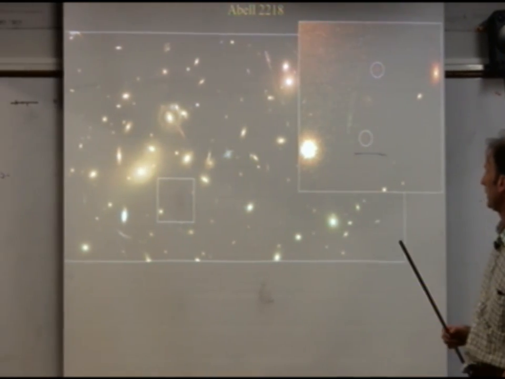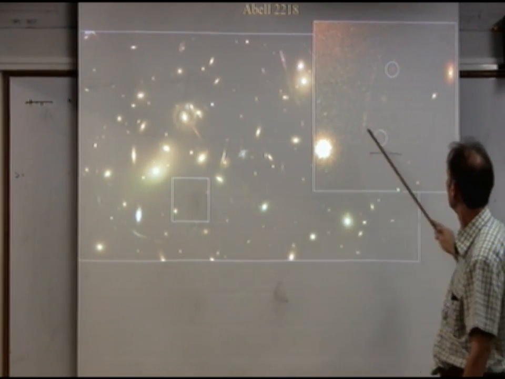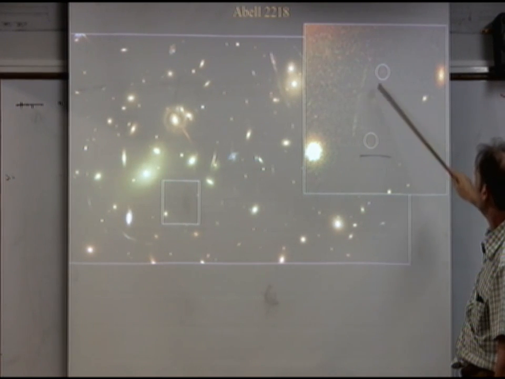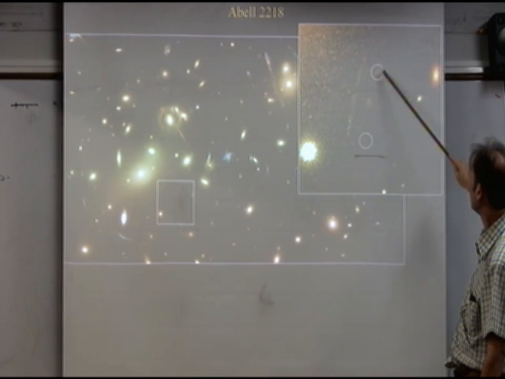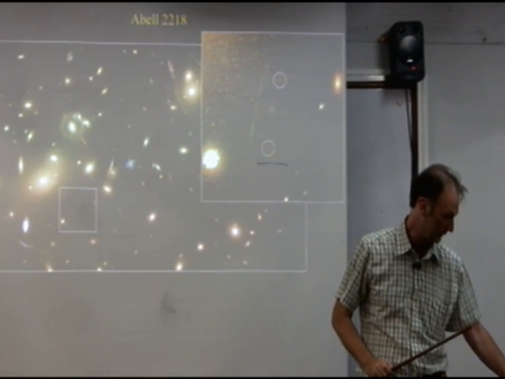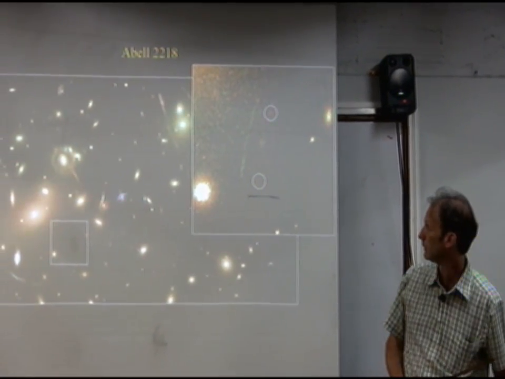And so this is where in this area here, we found this pair of very red things which only showed up in one band, and those are the Lyman alpha emitters that we discovered here.